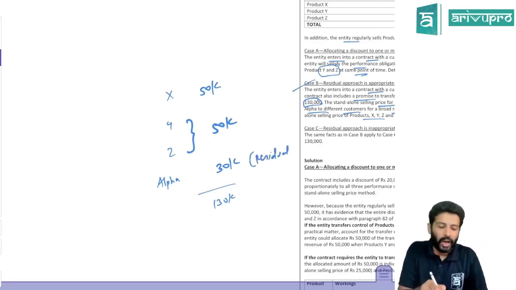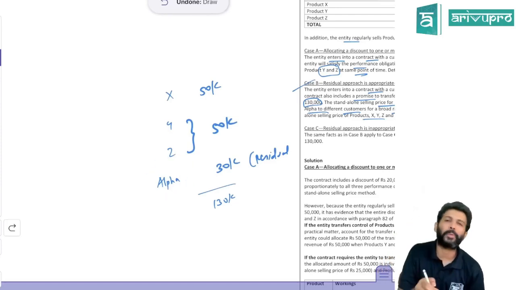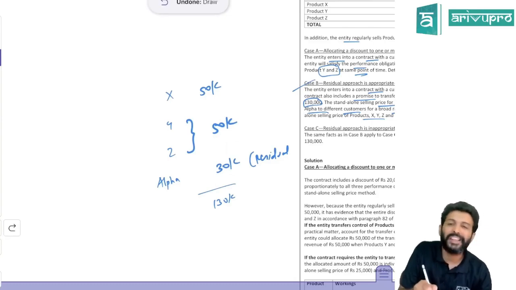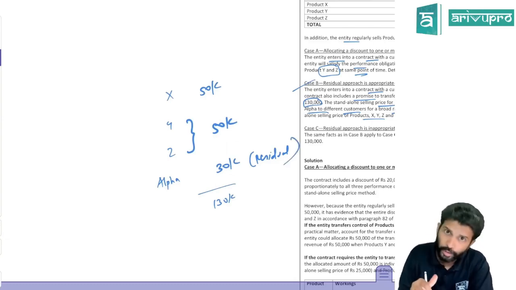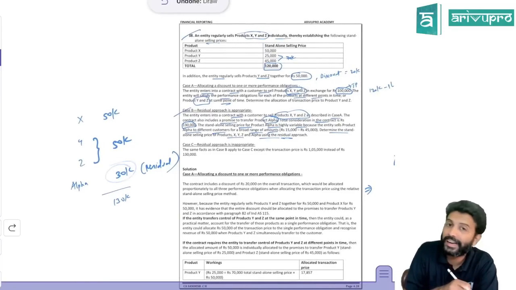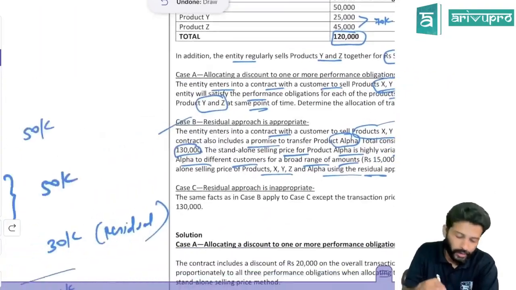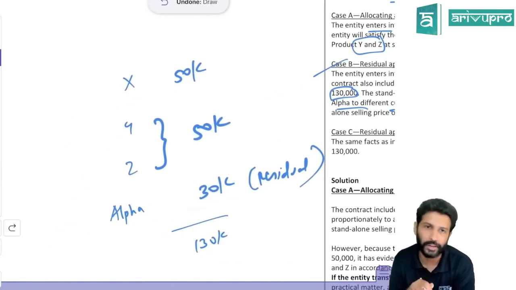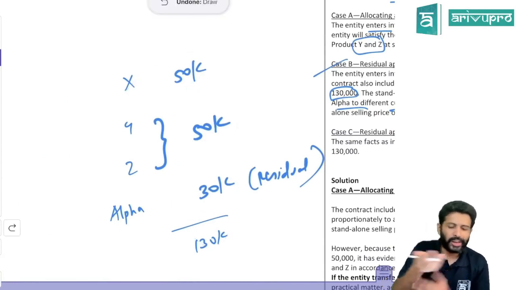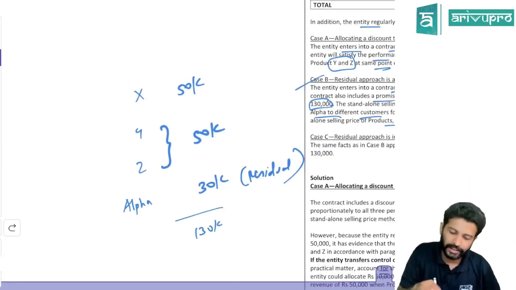This is your residual approach. Residual approach means you first do the allocation for the other products. Then the allocation for alpha, you get as a balancing figure. So this 30,000, I've got simply as a balancing figure. Moreover, when you use the residual approach, always check whether the amount you have allocated is within the selling price range. What is alpha's range? 15 to 45. Does this 30,000 fall within the range? Yes, it is within the range. So we don't have to do anything further. This is the allocation. You'll recognize the revenue when the performance obligation is satisfied.